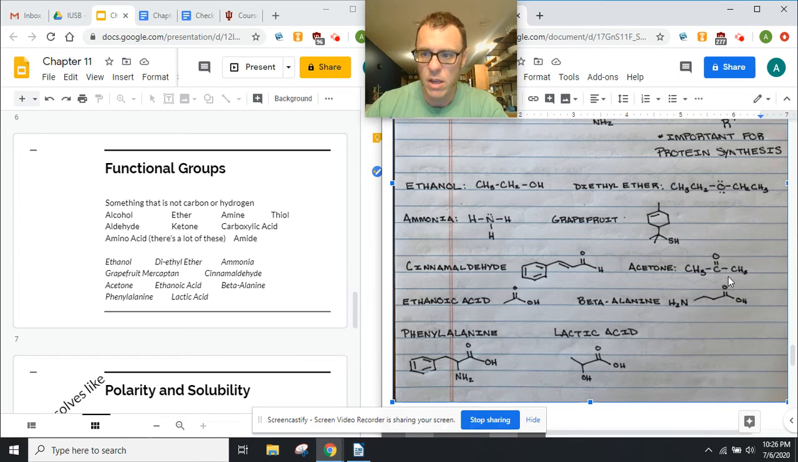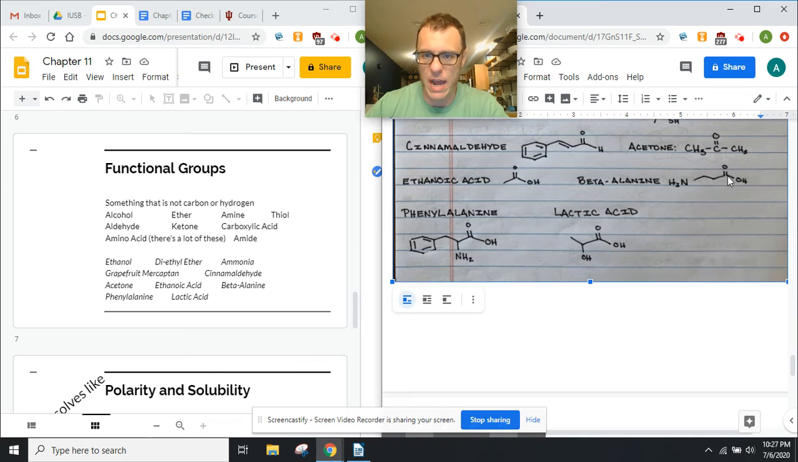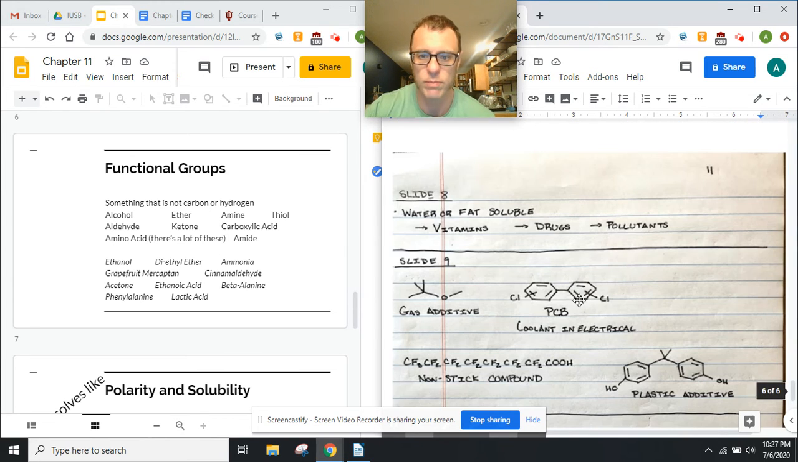This is cinnamon. Acetone, nail polish remover. It's a ketone. Ethanoic acid or acetic acid. That's in vinegar. Beta alanine, if you ever take some pre-workout and you feel like your face is melting, that's what that stuff's doing. And there's your acid. Phenylalanine is an amino acid, amine group. And then lactic acid. That's just another acid group there. That's also got an alcohol group. We all know lactic acid if you have sore muscles after working out.